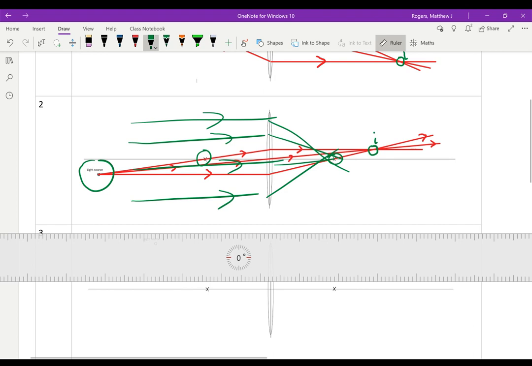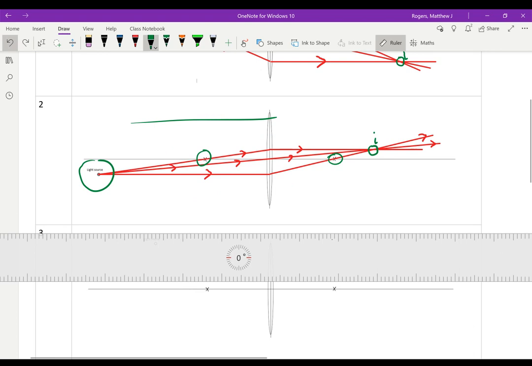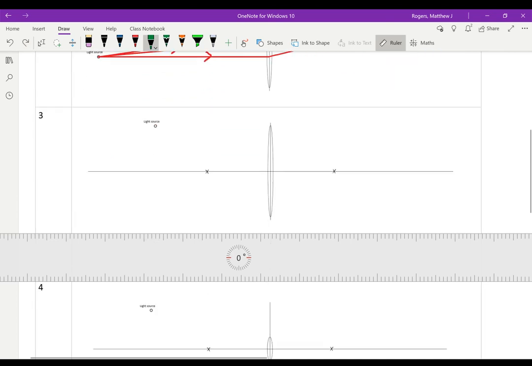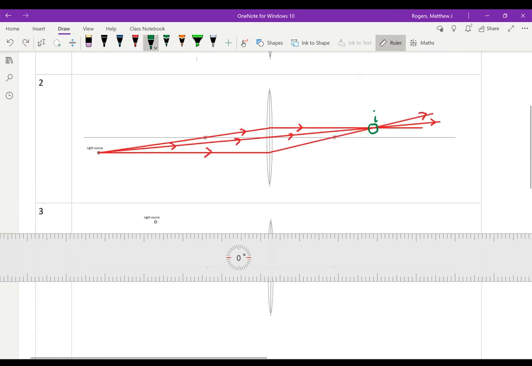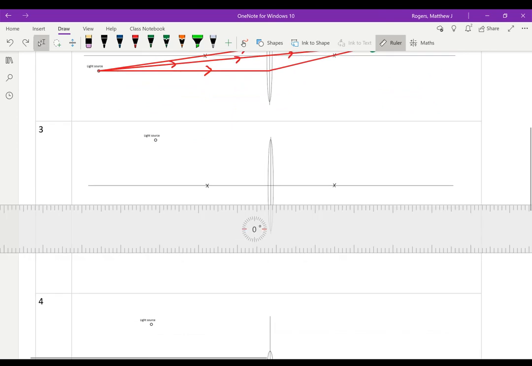So the principal focus is different to the focus. The principal focus is also sometimes called the focal point, which is not a great naming convention, it has to be said, but that's what we go with. So that's that one. So similar, just kind of making the point that you can do it on either side.